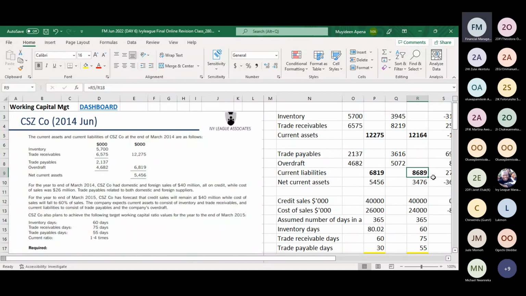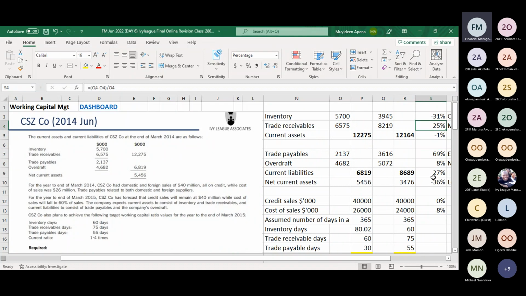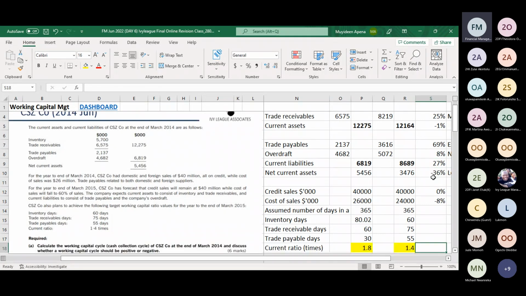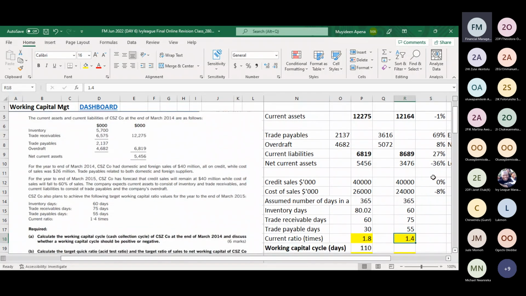Yes, and you can see it here that current asset dropped by 1%, which ordinarily should increase if that ratio should improve. If that ratio is to improve, this current asset should ordinarily increase. But look at it, it dropped. And then current liability increased by 27%. That has been the reason why this current ratio has dropped, because there's more of current liabilities happening in that company now.